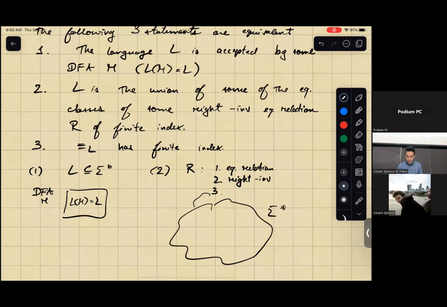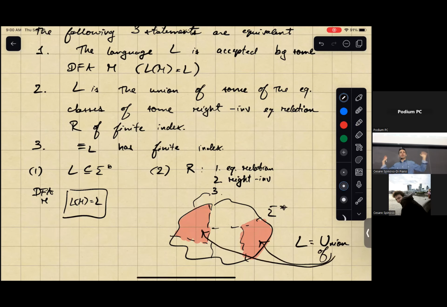Suppose I have sigma star. I know that R is an equivalence relation, so I know that R partitions sigma star. So partition sigma star like this. And so this third property just says to take some of the equivalence classes of R. So maybe take this one and this one. Then L, this language L from here, is just the union of this partition and this partition. That's what 2 is saying. So it's not so bad when you see it pictorially, I think.